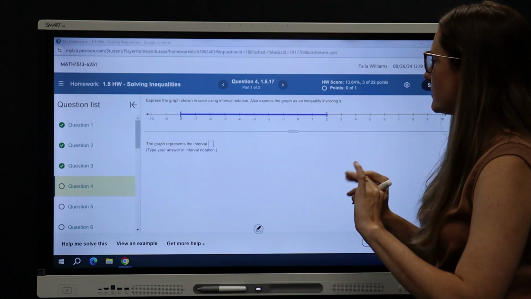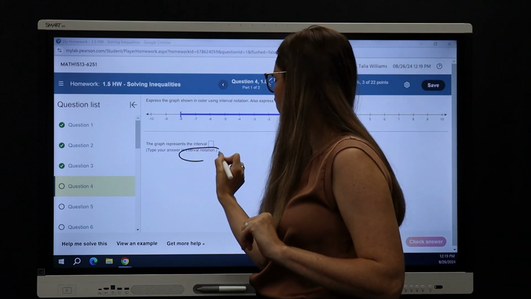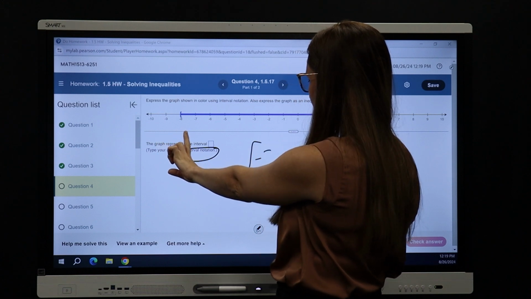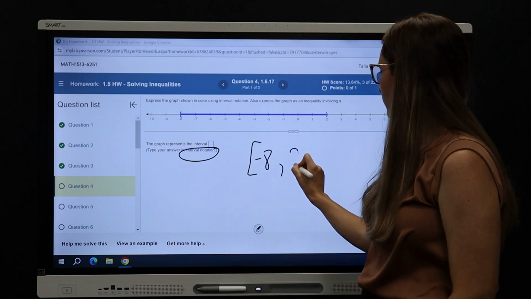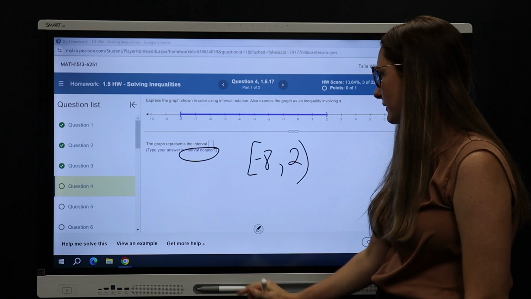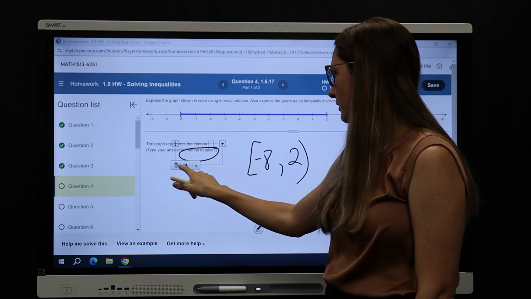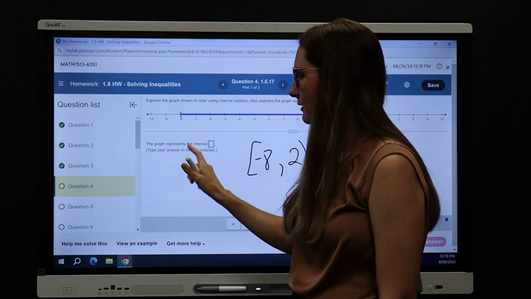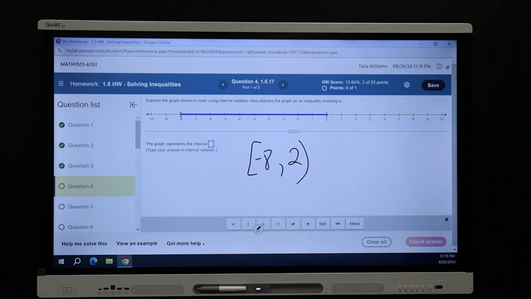Okay, this one, they want it in interval notation first, so we're going to pull it straight from the graph. Right here we have bracket, -8. Over here we have 2 with a parenthesis. And that's exactly what you put there. So bracket, because they had a bracket, and that means it's equal to, and then 2, and 2 had a parenthesis, so we're going to use a parenthesis.